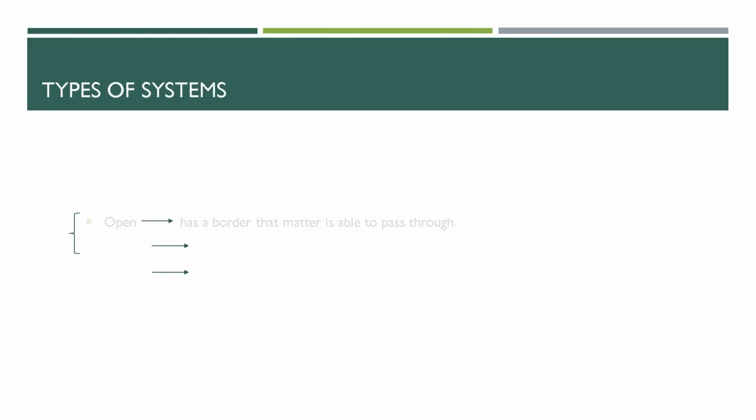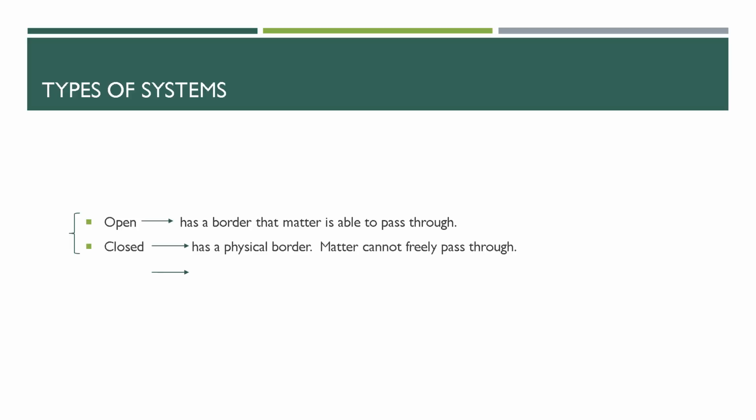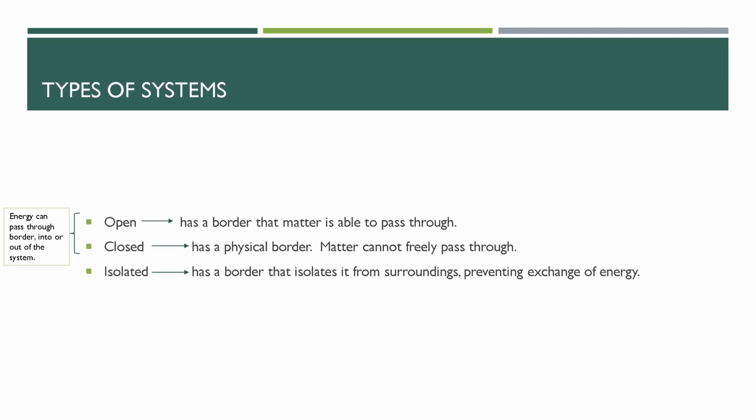The types of systems are, first, an open system. This is a system that has a border that matter is able to pass through. Second is a closed system. This has a physical border and the matter cannot freely pass through. And third is an isolated system. This has a border that isolates it from surroundings and it prevents the exchange of energy. In open and closed systems, energy can pass through the border into or out of the system.